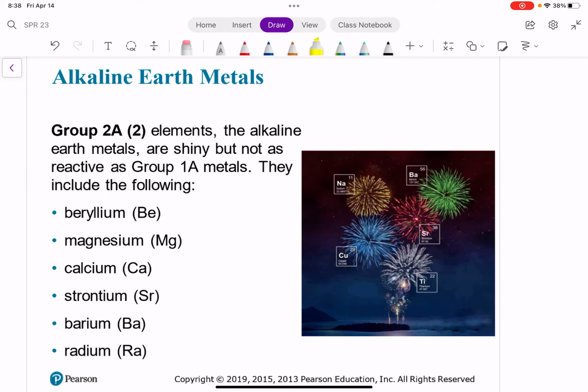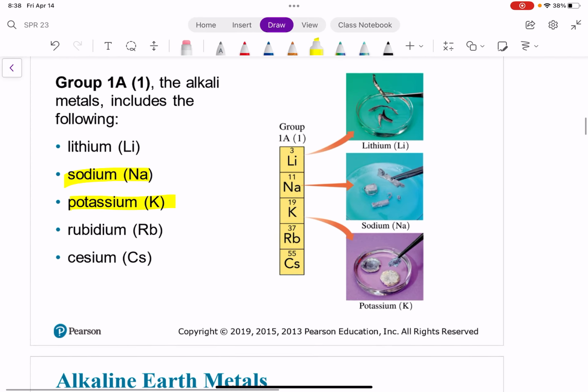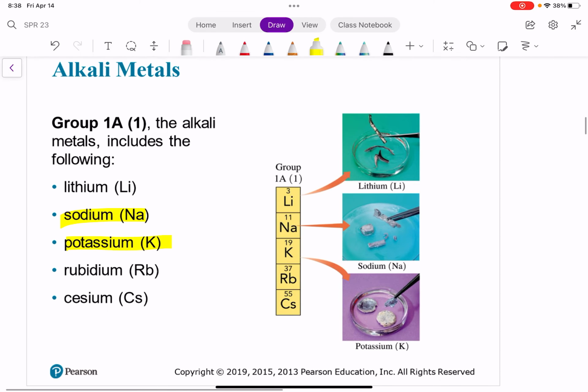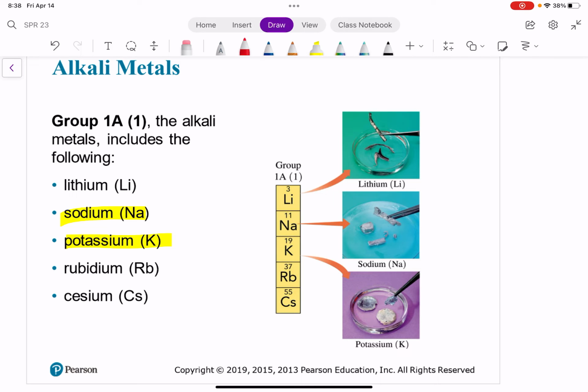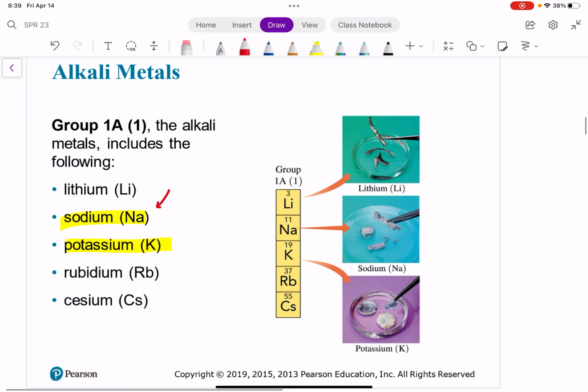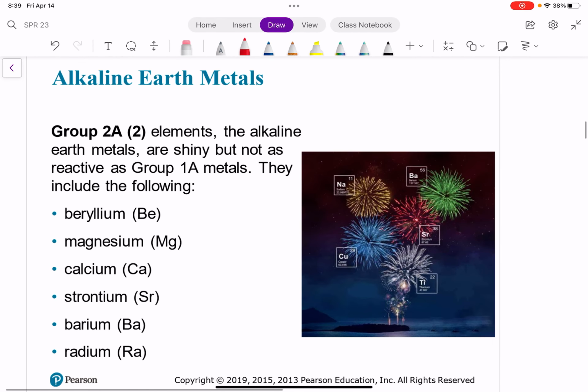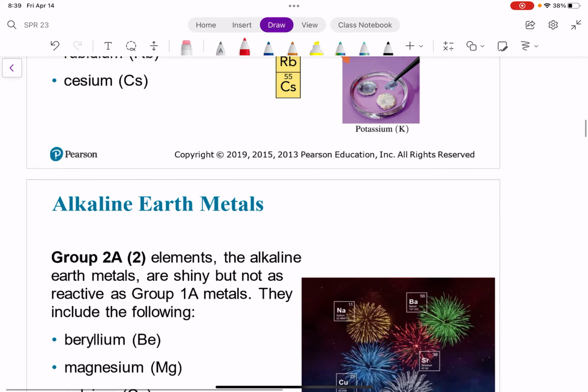Okay, and then we have our alkaline earth metals, which was our second group, group 2A. And these are shiny, but not as reactive as group 1A metals. So group 1A metals, I didn't actually mention it, but they are very reactive. There are actually videos online you can watch of people dropping sodium in water, and just a tiny bit of sodium in like a giant lake will have a very large explosion. So you can Google those videos. They're kind of fun. But yeah, highly reactive metals up there.